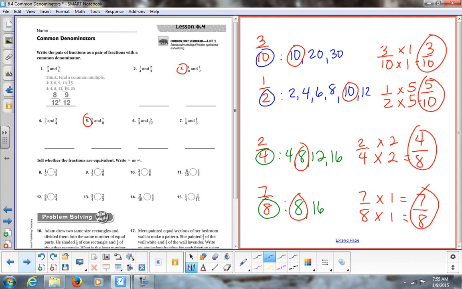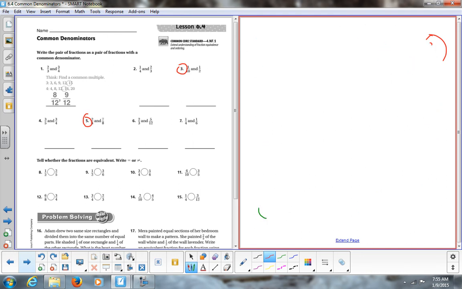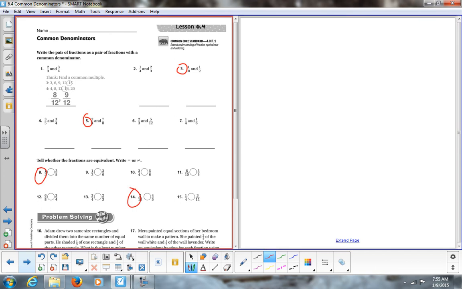All right. So equivalent fractions, I'm going to refresh your memory. You can do these finding common denominators, which I'm going to show you a couple of. And then I'm going to show you the trick and how to check them. Okay, so we'll do 8 and 14 and 11.